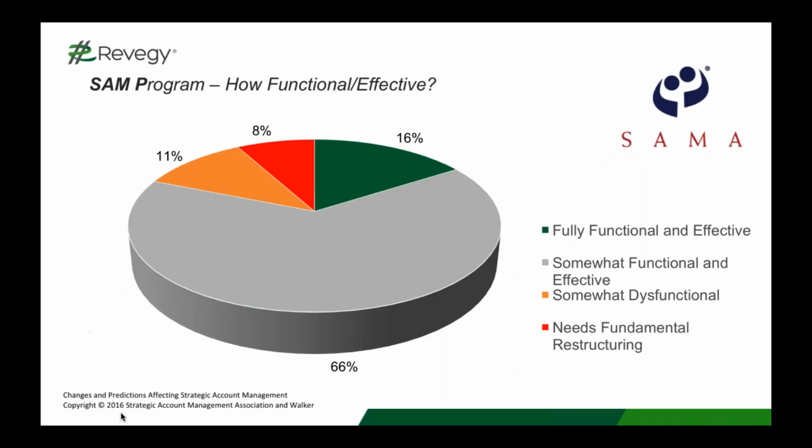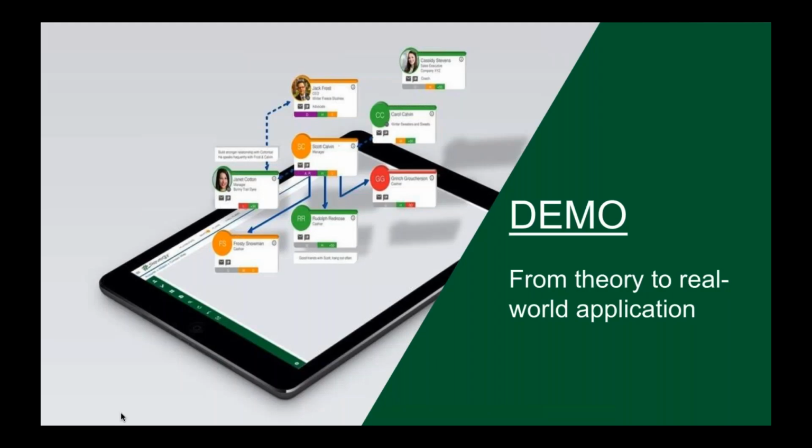And I think this is fairly well borne out with some research from SAMA themselves, where they ask the question every two years, as part of an overall survey, of how functional or effective is your SAM program. And frankly, only 16% of companies say that it's fully functional and effective, all the way down through the scale here to those that say our SAM program needs fundamental restructuring. So we think a part of that is that execution gap. We've got best practices. We showed you the best practice process. Let's talk about how we can bring that best practice process to life visually inside or in companionship with a CRM.